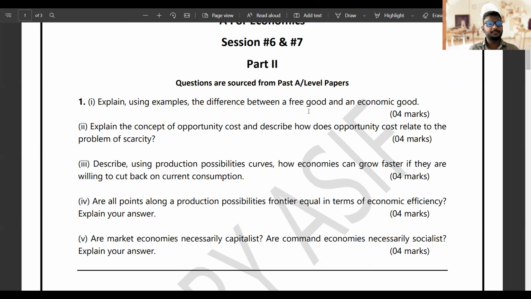So first things first, the first two questions I believe are questions we have talked about, so I'm not going to put a lot of time on that. So just asking you, explain using examples the difference between a free good and an economic good. How would you answer that?